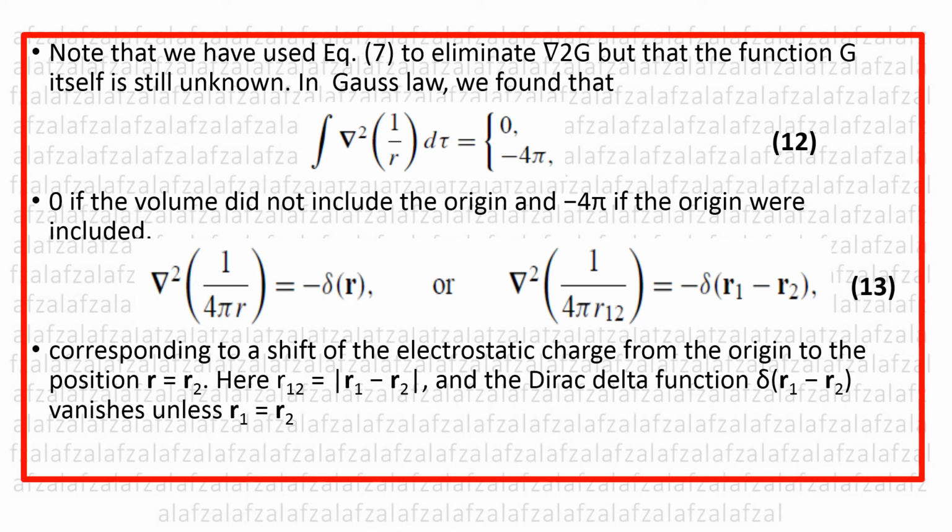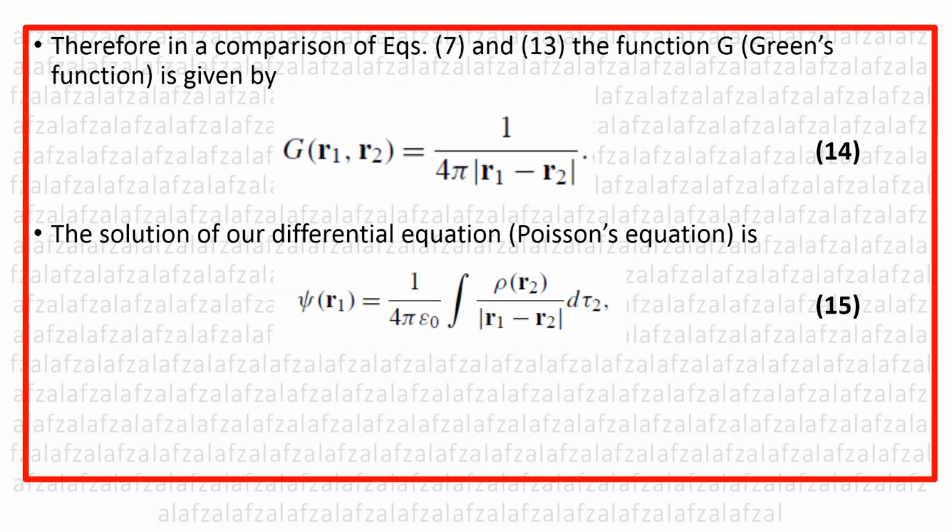Suppose we shift the charge from the origin to the position r2, that means r12 is equal to r1 minus r2. The Dirac delta function delta r1 minus r2 vanishes unless r1 equals r2. This was already mentioned. The Green's function for the electrostatic case is given by g of r1 r2 equal to 1 by 4 pi mod r1 minus r2. Accordingly, the solution of Poisson's equation, del square psi is equal to minus rho by epsilon 0, is psi of r1 equal to 1 by 4 pi epsilon 0 integral rho of r2 by mod r1 minus r2 d tau 2.